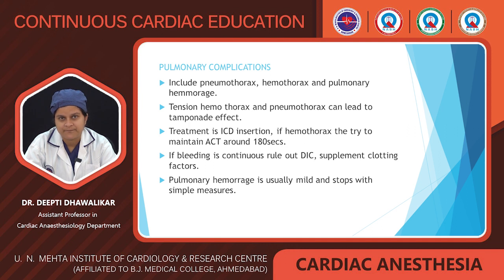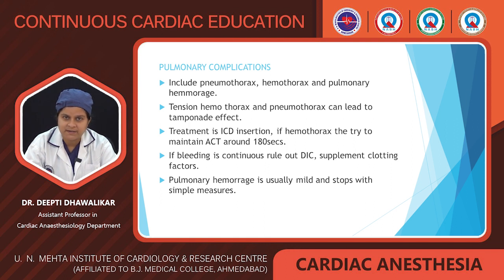Pulmonary complications. They include pneumothorax, hemothorax and pulmonary hemorrhage. Tension hemothorax and pneumothorax can lead to tamponade effect. Treatment is ICD insertion, and if there is hemothorax, then one should try to maintain ACT around 160 to 180 seconds. If bleeding is continuous, one should rule out DIC and supplement coagulation factors.